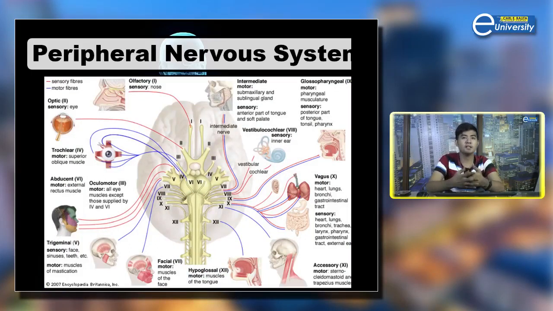So the diagram in the slide shows the peripheral nerves that are attached to the brain. As you can observe, those peripheral nerves have their own functions. Some are for sense, some are for motion, for taste, for the olfactory, and so on and so forth.